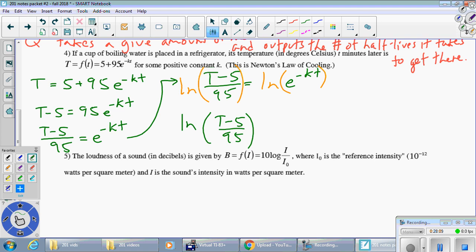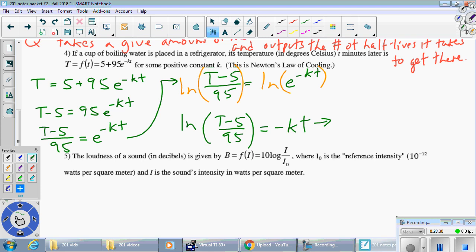But let's take advantage of the fact that ln and e are inverses. And we know ln of e to some stuff is just the stuff. And so literally the ln and the e cancel, and you just get negative kt. Nothing wrong with bringing the negative kt down. You'd be left with ln of e, which of course is 1. So we're just skipping that one step. And then we'll divide both sides by negative k.